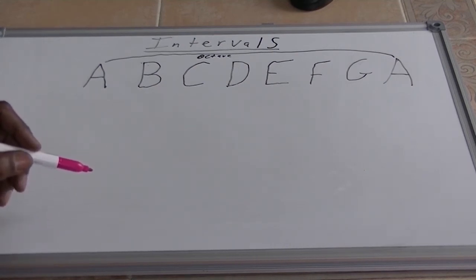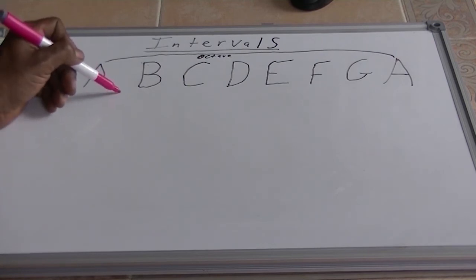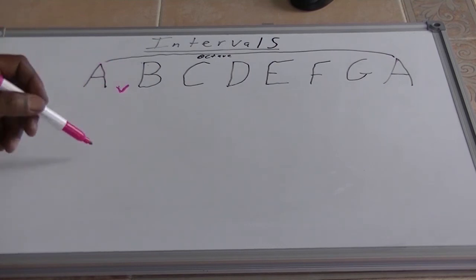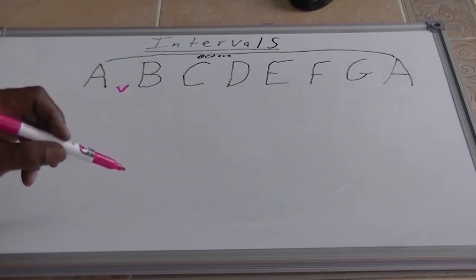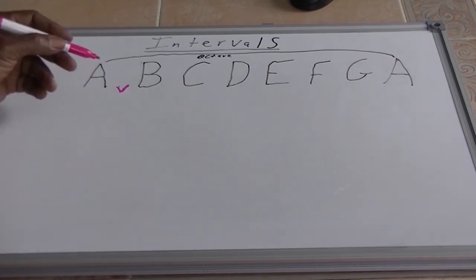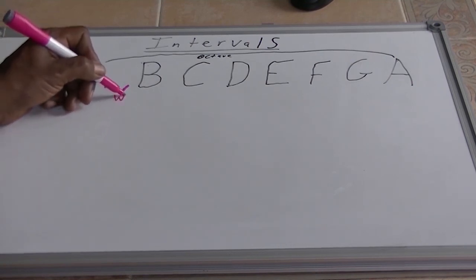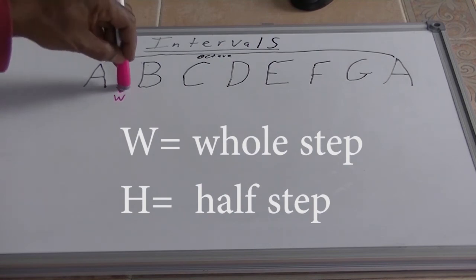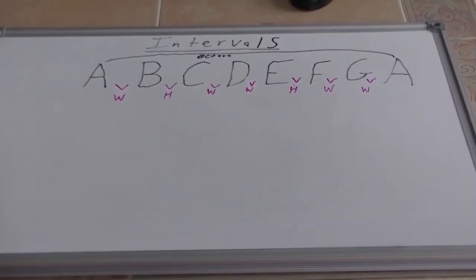The first thing I'm going to tell you is that the interval between the notes A and B, and I'm just going to draw this little V here to indicate that, is what's known as a whole step. And I'm just going to indicate that with a W. The first thing that I've noticed is that there are a whole lot more W's than H's. So there appears to be more whole steps here than half steps.